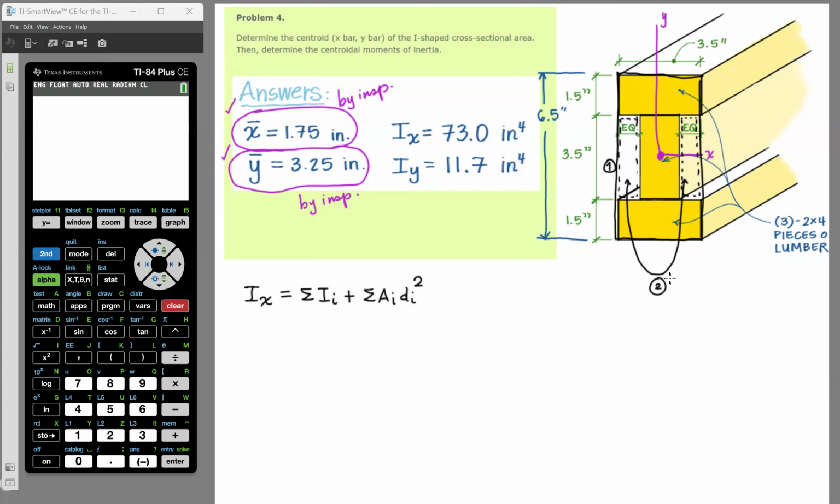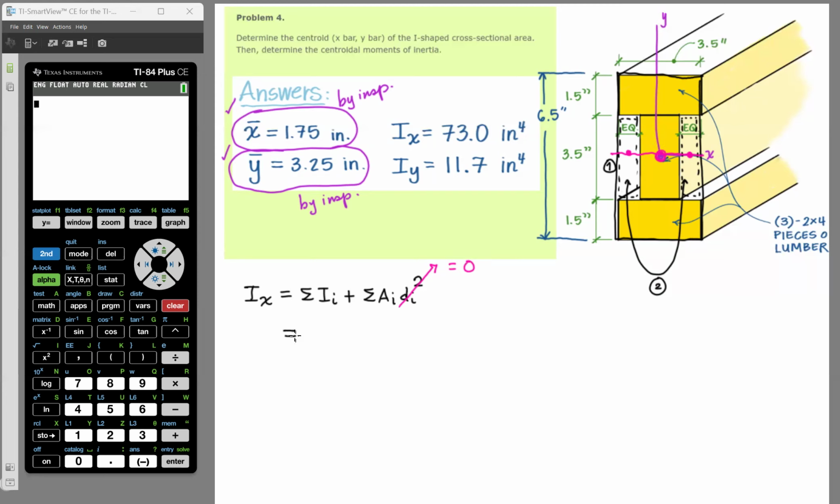All right, why am I doing that? I'm breaking it up into areas that all have a centroid that aligns to X. And that means I won't need any distance terms. They're going to be 0 if I use solids and voids. If I were to use all solids, then I'm going to have distance terms to calculate. I've got to figure that out, square it, multiply by area. Okay, so this way is going to be a little faster.